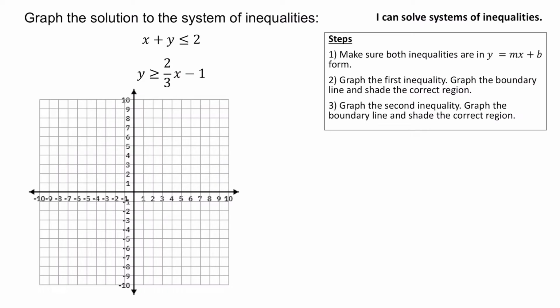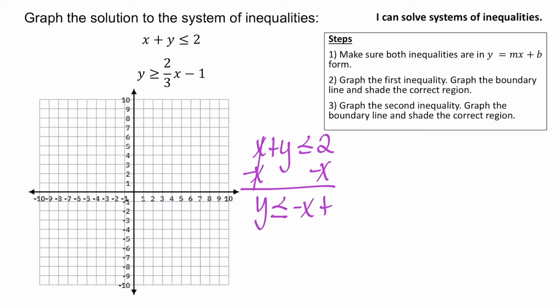So now let's try graphing the solution to this system of inequalities. So we have x plus y is less than or equal to 2, which is not already in slope-intercept form. So what I'm going to do is get it into slope-intercept form by subtracting x from both sides. So when I subtract x from both sides, I end up with y is less than or equal to negative x plus 2. So now this is in slope-intercept form.